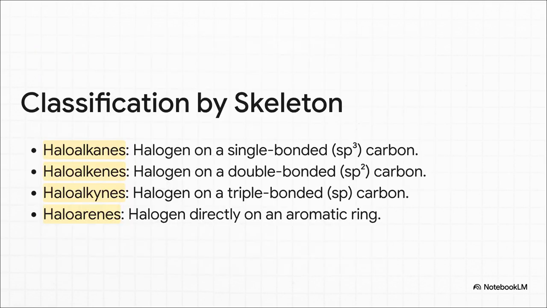Simple as that. Now we classify them based on the type of carbon the halogen is attached to. This gives us four main types. If it's on a single bonded carbon chain, that's an sp3 carbon, it's a haloalkane. If it's on a carbon with a double bond, an sp2 carbon, it's a haloalkene. On a carbon with a triple bond, or sp carbon, it's a haloalkyne. And if it's attached directly to a benzene ring, we call it a haloarene.